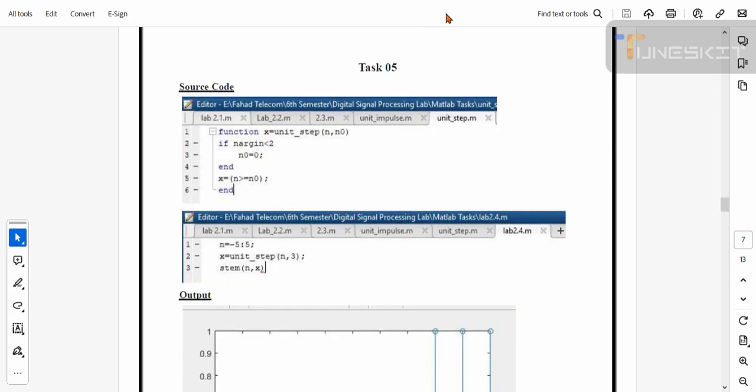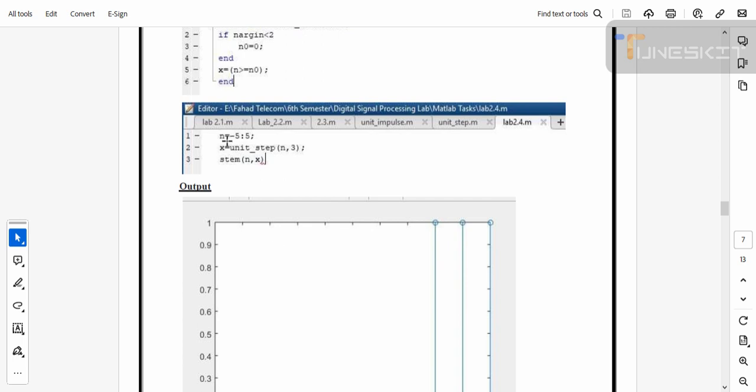In task number 5, we have to plot the unit step function. For this we assume x is equal to unit step, where it varies from n comma n0. In this function we are using the if else command, where the x condition is n greater than or equal to n0. It means that n0 is equal to 0, so n must be greater than or equal to 0. And at last we are using the end command that basically completes the function. After this we call this function, and let's assume the value of n ranges from -5 to 5, and x is equal to unit step n, where n0 is equal to 3.